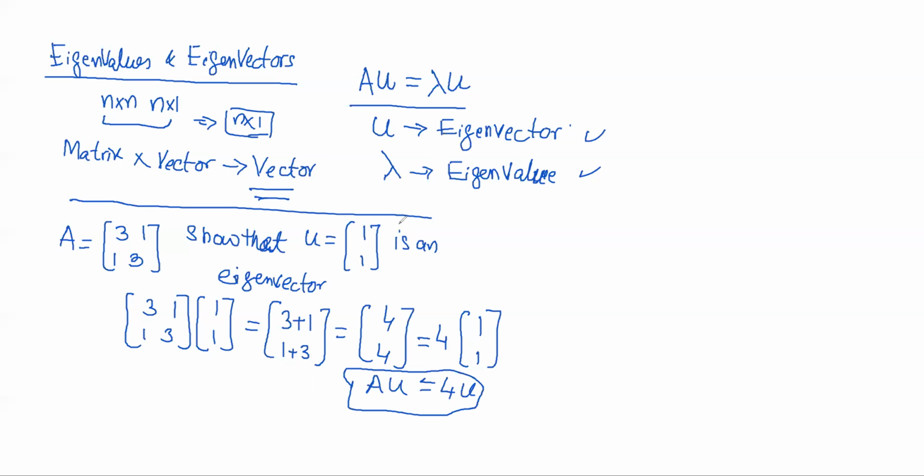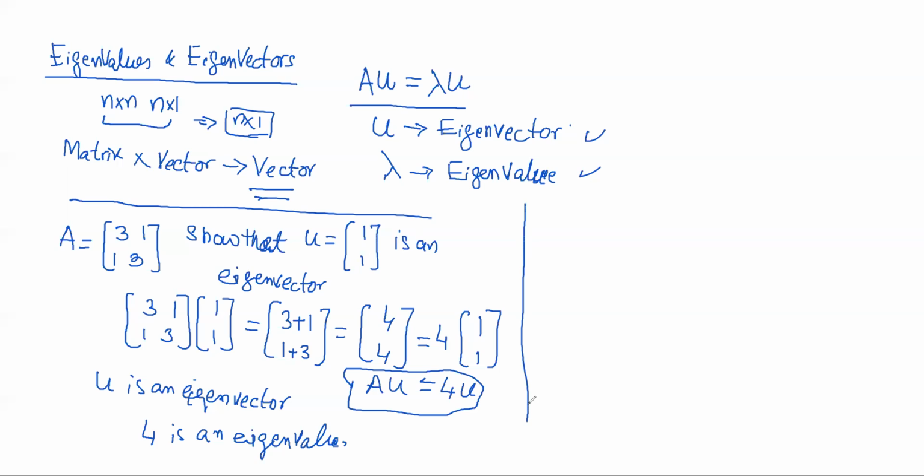So U is an eigenvector, and 4 is an eigenvalue. U is an eigenvector for A, and 4 is the eigenvalue of A associated with that eigenvector. In this way we have just shown the existence and property of eigenvectors and eigenvalues.